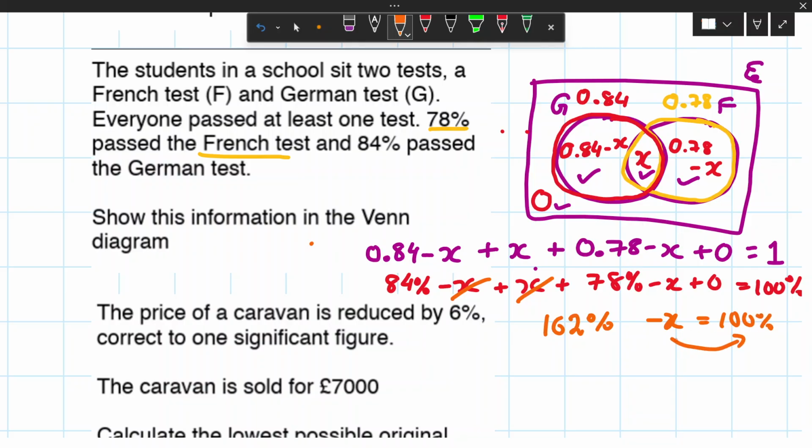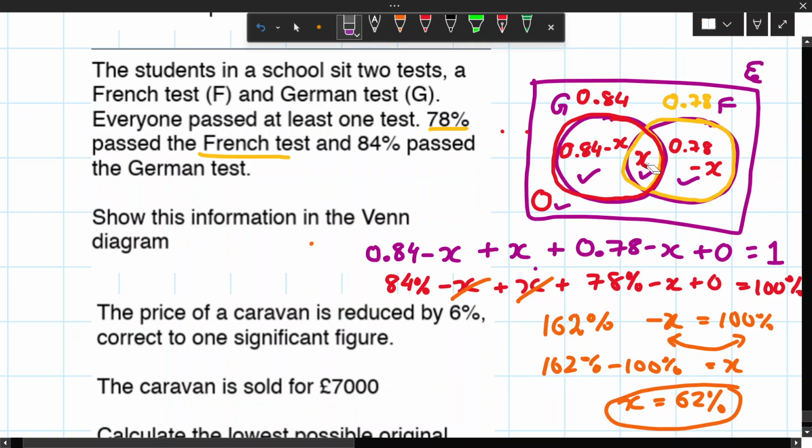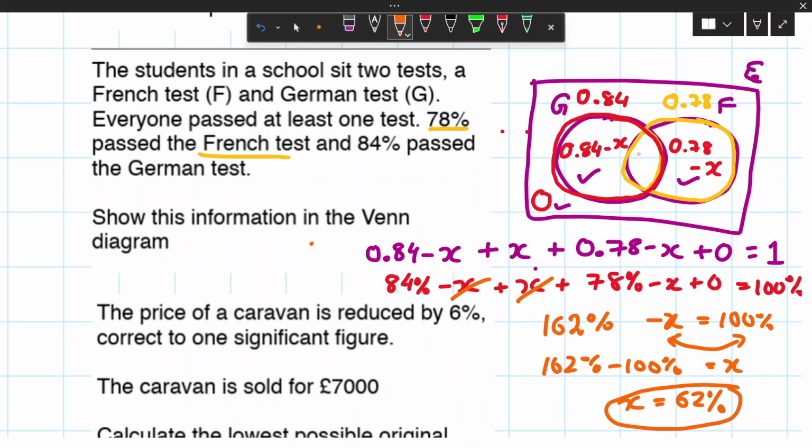So let's swap these two guys. So that would mean you have 162 take away 100 is equal to X. That means X is equal to 62%. So we've got the centerpiece, which is 62%. That means I can put the centerpiece as 62%.